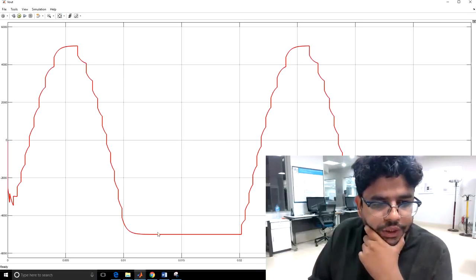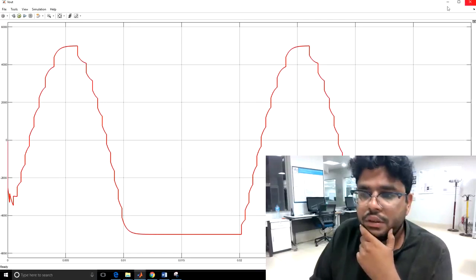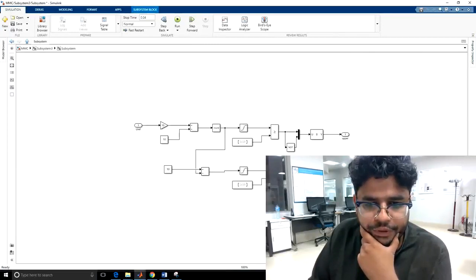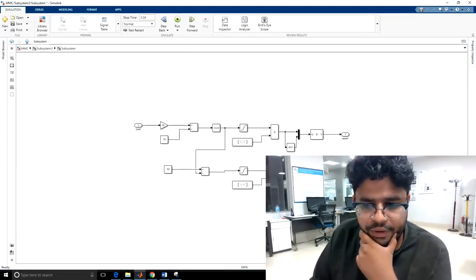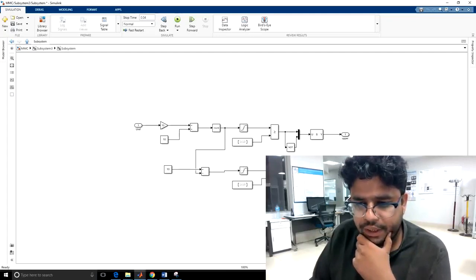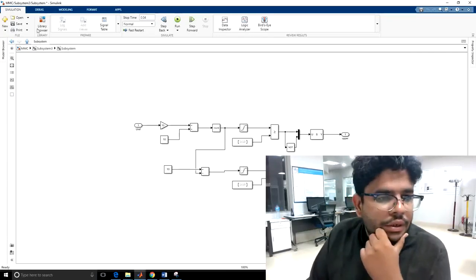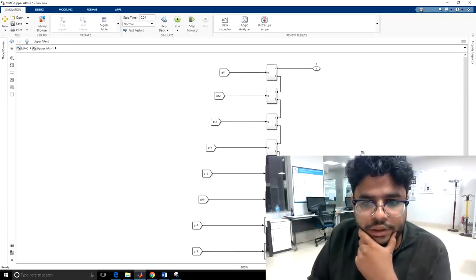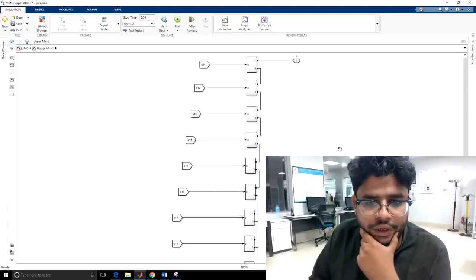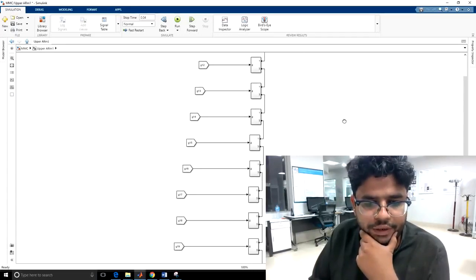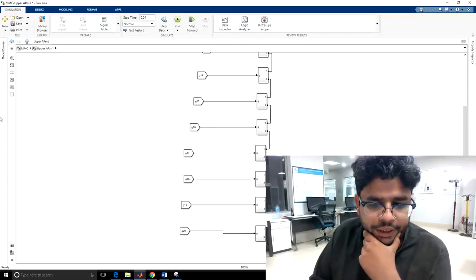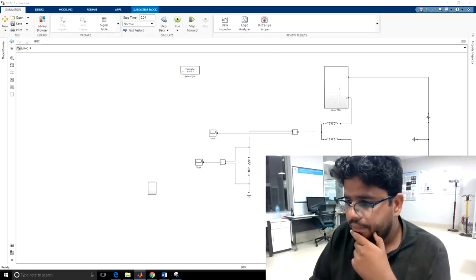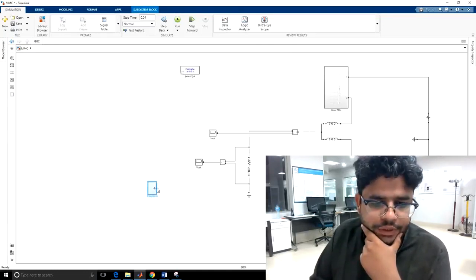There is some issue in the negative portion. So let's see where we have made the mistake in the negative portion. G11, 12, 13, 14, 15, 16, 17, 18, 19, 20. Let's check the control.